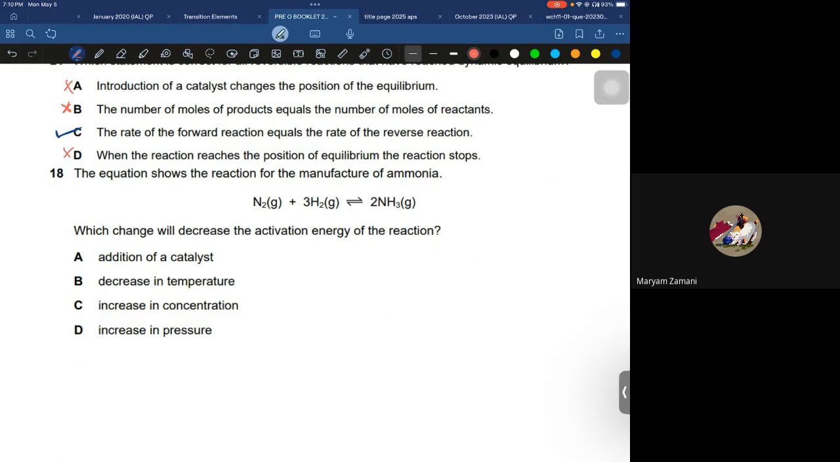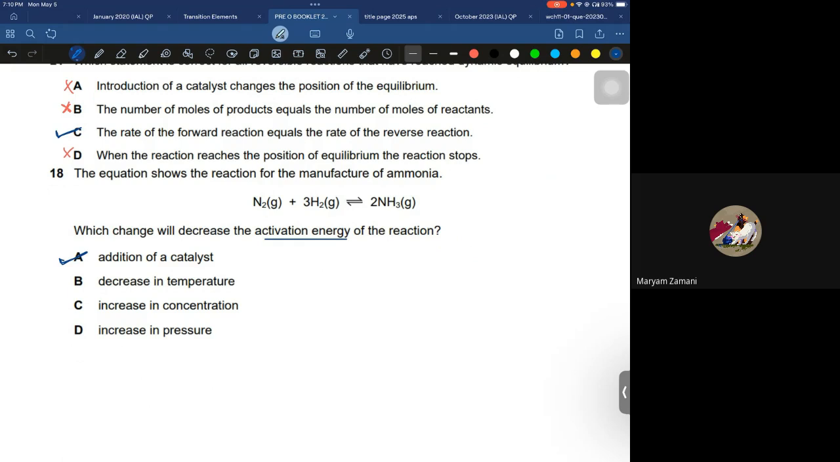So, of course, only the catalyst will change the activation energy. Temperature, pressure, concentration, surface area, volume, they will never change the activation energy. Only the catalyst will decrease the activation energy, because a catalyst can be defined in many ways.